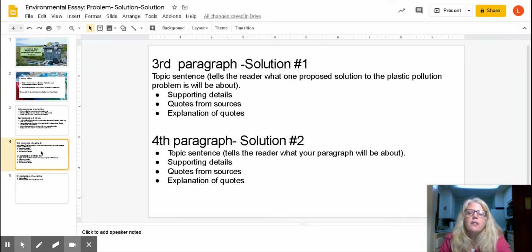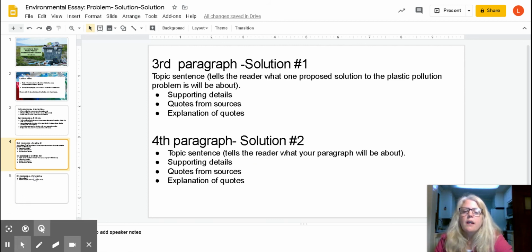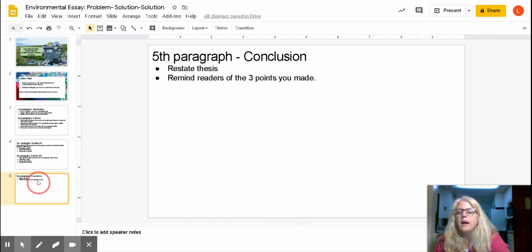The fourth paragraph is going to be a second solution. And the same thing, you're going to start with a topic sentence that tells your reader what the paragraph is going to be about, give some supporting details, give quotes from your sources, and then an explanation of the quotes. So you're basically explaining in the explanation how you feel about that solution, if you feel like it's a reasonable solution or not, and why or why not.